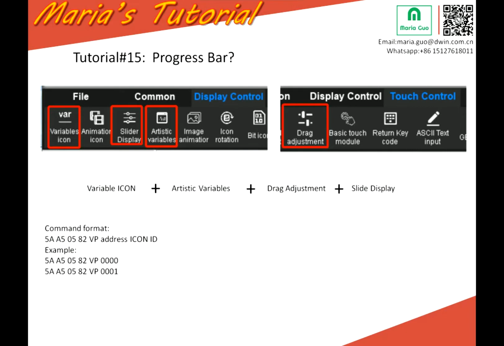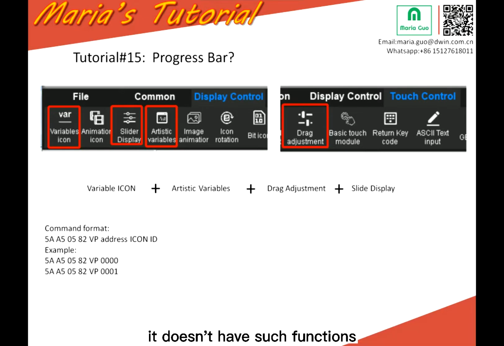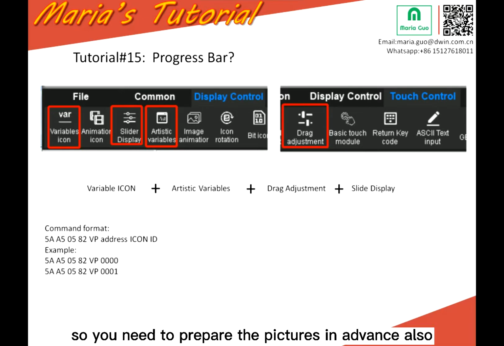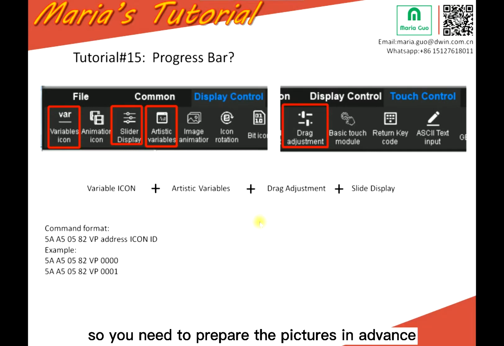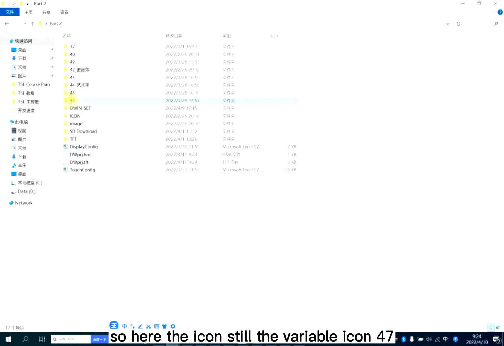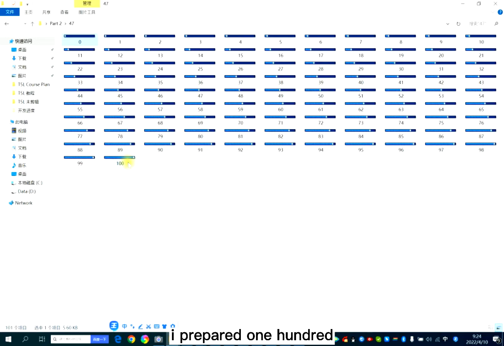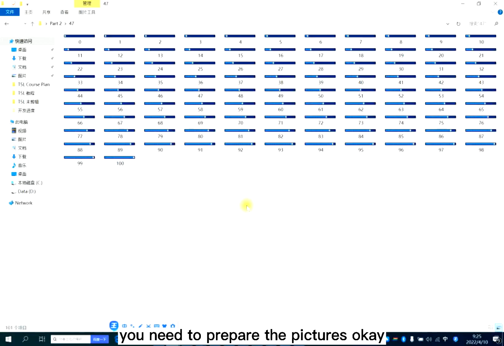Other brands design it in the software too, but the DWIN LCD display doesn't have such a function. So you need to prepare the pictures in advance. Also, for the progress bar, you need to prepare the pictures in advance. So here, the icon, still the variable icon, 46, prepared 100 small pictures from 0 to 100. Okay, so first you need to prepare the pictures, okay?